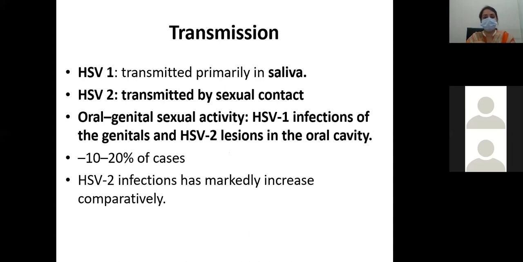What is the mode of transmission? Herpes simplex virus type 1 is transmitted primarily in saliva, and herpes simplex virus type 2 is transmitted by sexual contact. With orogenital sexual activity, herpes simplex virus infection of the genitals occurs, and type 2 lesions in the oral cavity occur in 10 to 20% of cases. Herpes simplex type 2 infections have markedly increased comparatively.